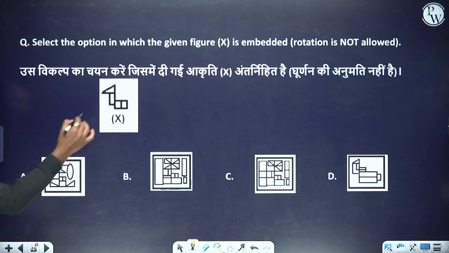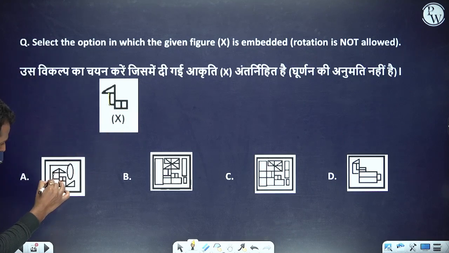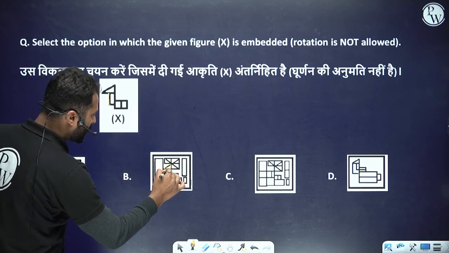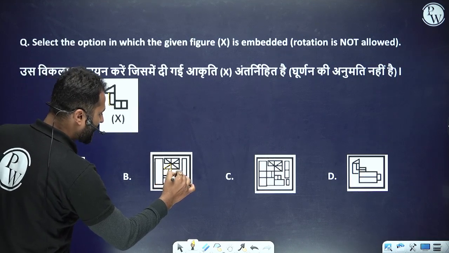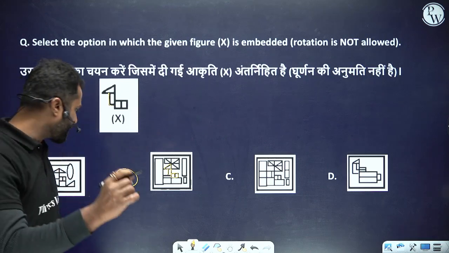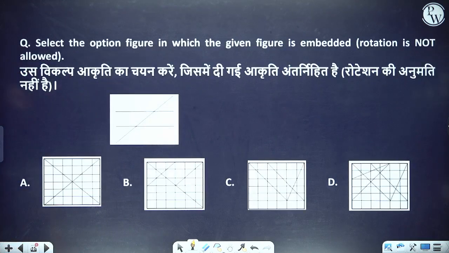The reason being, look at this and look at this. But yes, if I go for B, as I told you, size does not matter. So the best representation would be B. Again, rotation, just check out whether they are saying something about rotation or not.